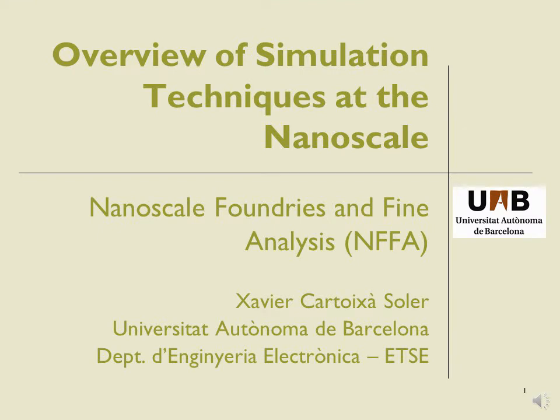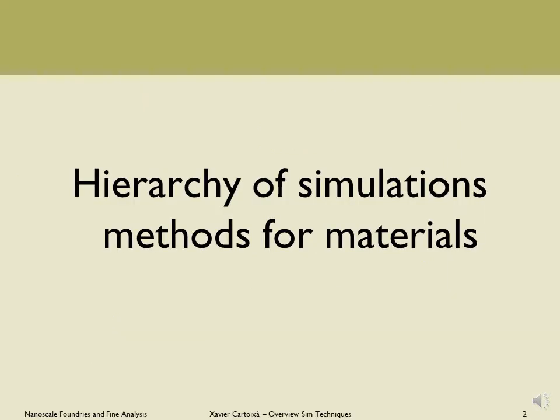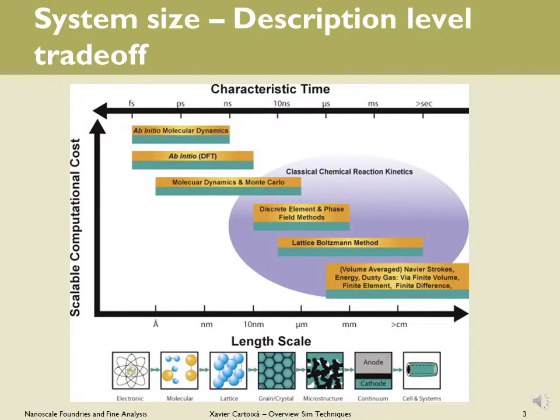To give you a very brief overview of the simulation techniques that are relevant at the nanoscale. So first thing, we have to take a look at the hierarchy of simulation methods for materials. This hierarchy means that for each characteristic size or each characteristic time, there is a typical method that covers that size or time. For example, if you want to study processes taking place up to a few nanoseconds, then you would go to first principles methods.